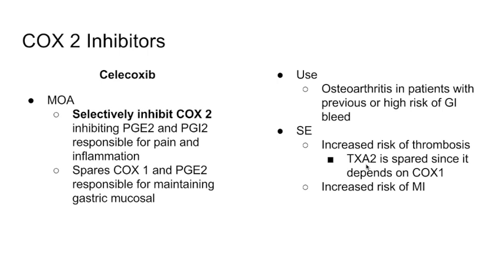A side effect is that you actually have an increased risk of thrombosis, because that's a point that I failed to mention earlier. Thromboxane is spared because thromboxane depends on COX-1. So if you don't inhibit COX-1, you're going to make thromboxane, and if you make thromboxane, you're going to cause platelet aggregation and eventually thrombosis. So they found that celecoxib has an increased risk of myocardial infarction, and that's a very high yield point for examinations and for the boards as well.